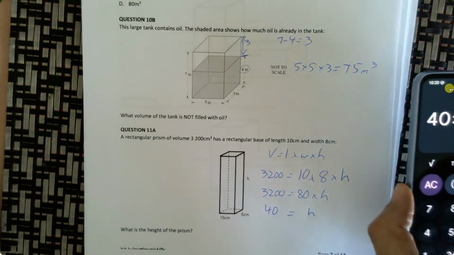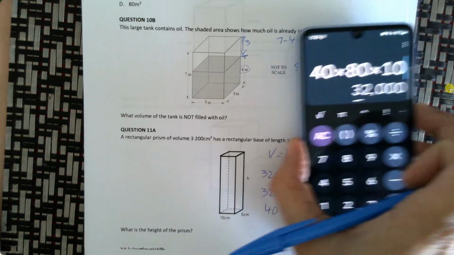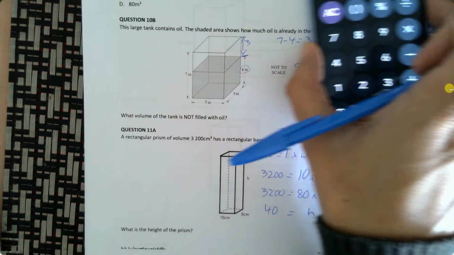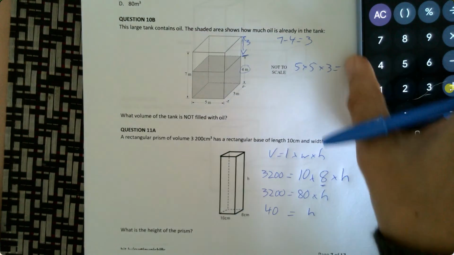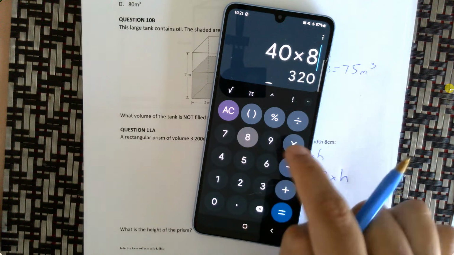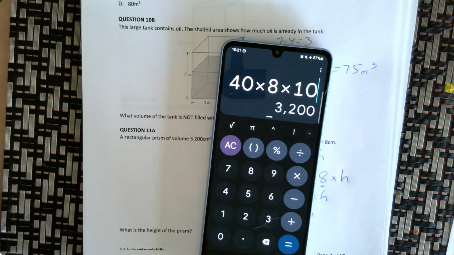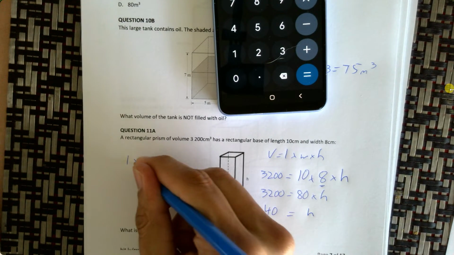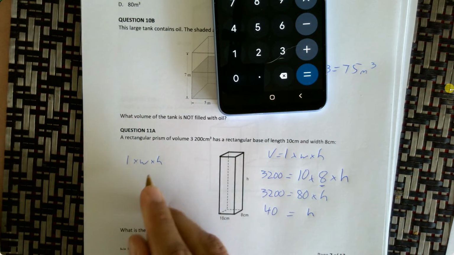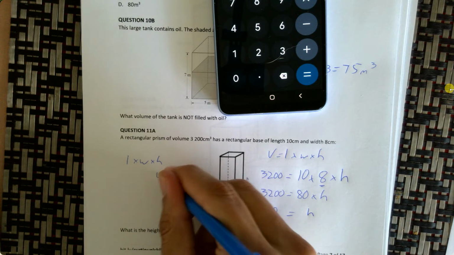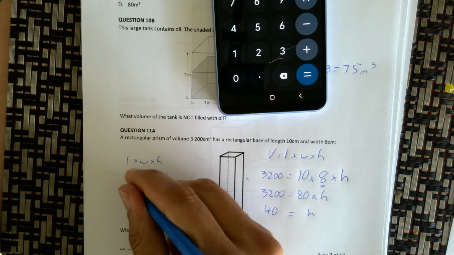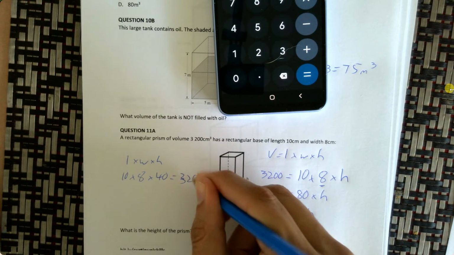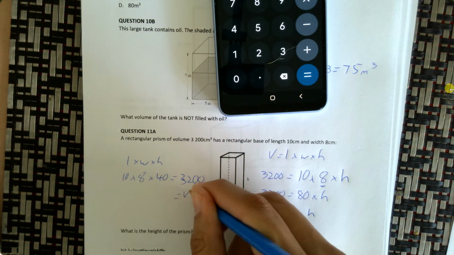No, I typed that in wrong. Oh yeah, whoops. It's 40 times 8 times 10. It's 8 there. 40 times 8 times 10 should get me 3,200. Okay? So that's exactly what I've done here. Length times width times height. I figured out the height to be 40. And then when I multiply them together, they were the 3,200 which we started with. Okay?